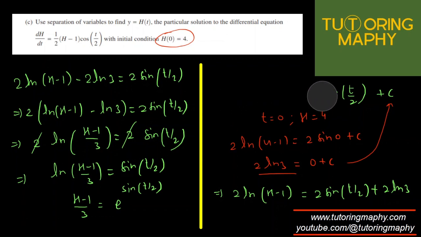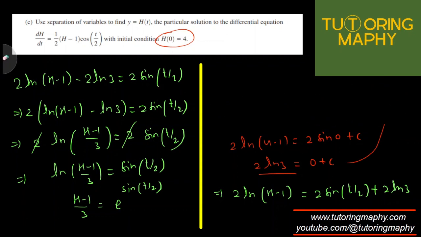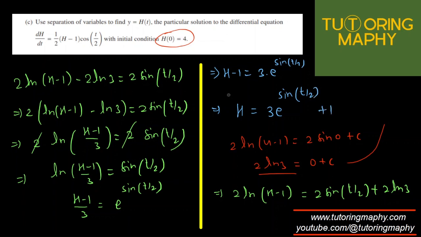And finally, multiplying 3 on both sides, h minus 1 is equal to 3 times e raised to sine of t over 2. Finally, adding 1 on both sides, we have h is equal to 3 e raised to sine of t over 2 plus 1. So this is h isolated here as a function of time, and this should be our final answer.